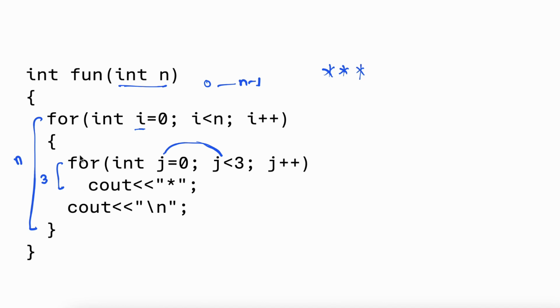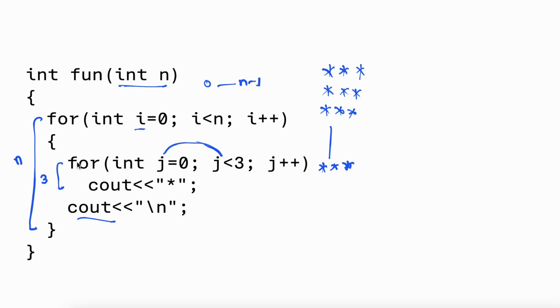So after printing 3 stars, we will move out of this inner loop and we will go to cout, which will print a new line character. And then in the next line, again, we are printing 3 stars. Then in the next line, we are again printing 3 stars. And this will keep on going for n such lines. For n such lines, we will be printing 3 stars in every line.